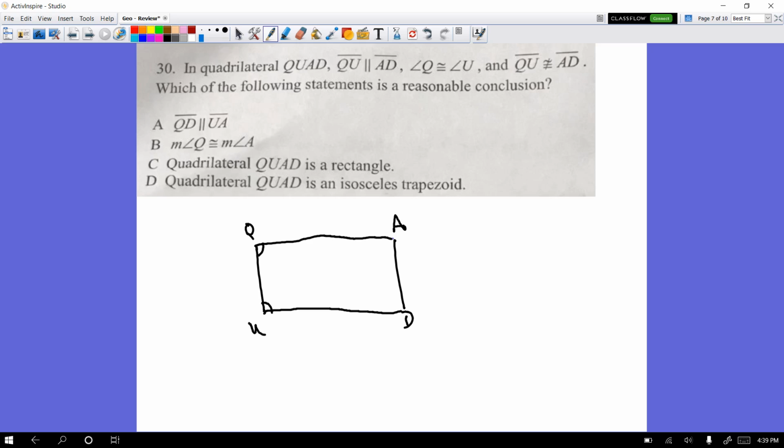QD, so Q to D would be parallel to UA. Not true. They're perpendicular. Or they're bisecting each other. Measure of angle Q is congruent to the measure of angle A. Q and A. Not true.